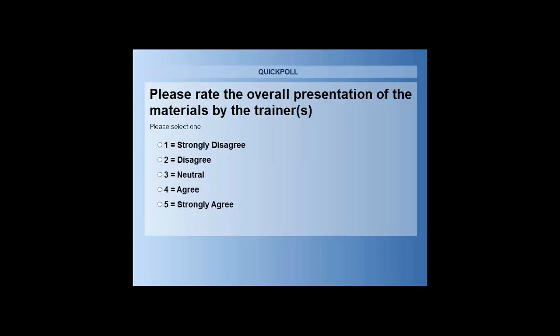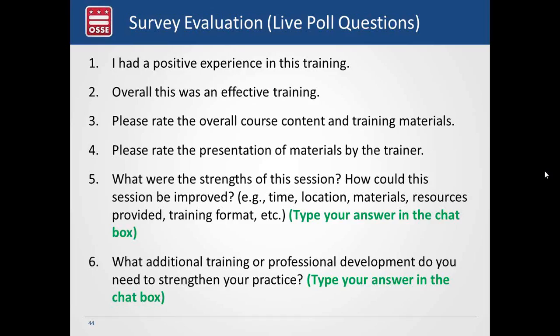Great, and the last two questions are free response. So you type these in the answer. Type your answers in the chat question box. What were the strengths of this session and how could it be improved? This could be anything from the time, location, materials, or the presentation, the topic. We also would love to know what additional training or professional development you require to strengthen your practice. We're always looking for new opportunities to provide technical assistance so that you can fully serve students with disabilities from our DC LEAs.